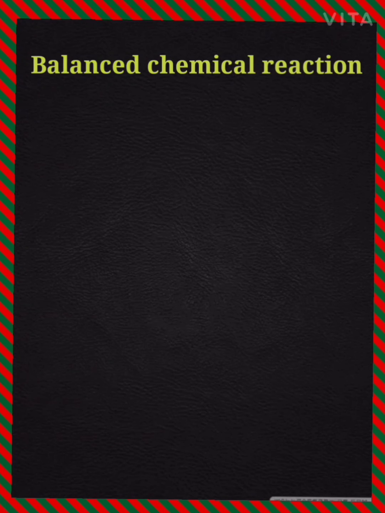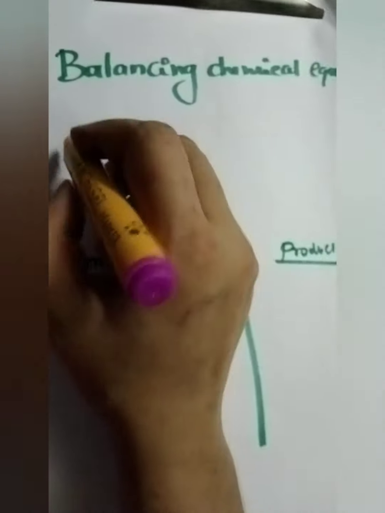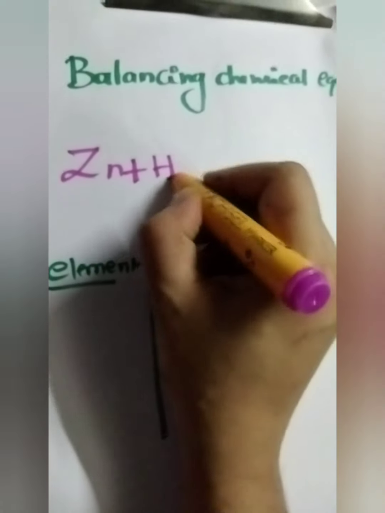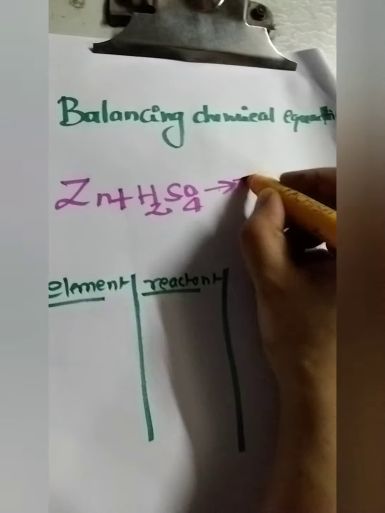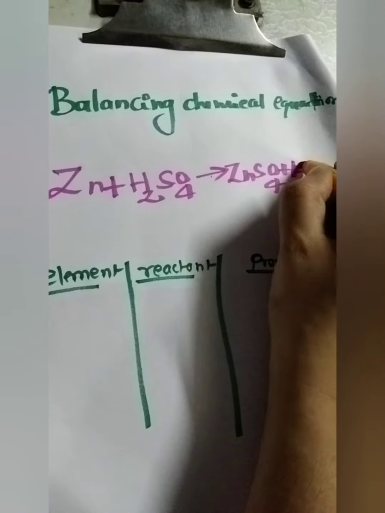All these equations should be balanced. Balancing a chemical equation means the number of atoms of each element on the reactant side is equal to the number of atoms of each element on the product side. Let us study balancing a chemical equation with an example. Balancing a chemical equation is according to the law of conservation of mass. Zinc plus sulfuric acid will give you zinc sulfate plus H2 gas, hydrogen gas is evolved here.